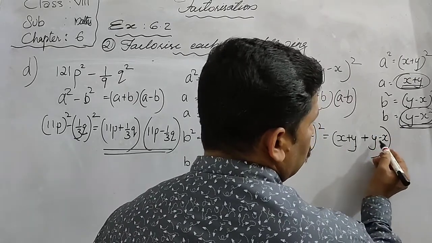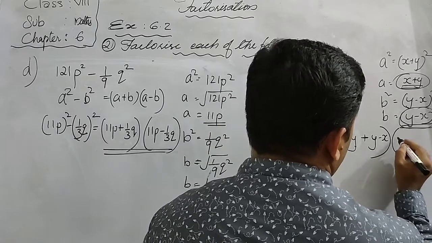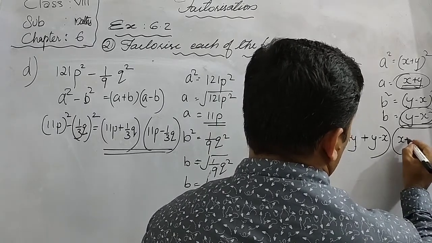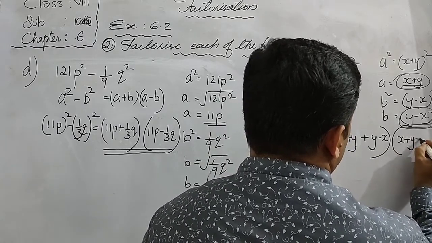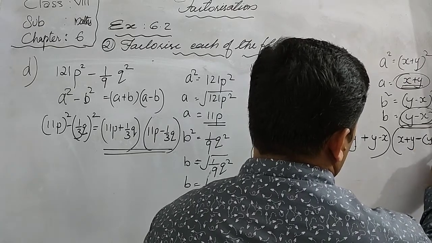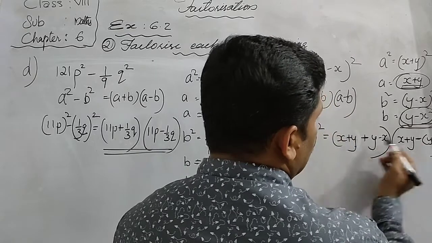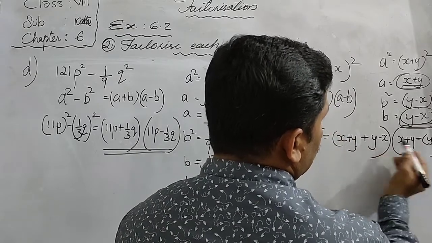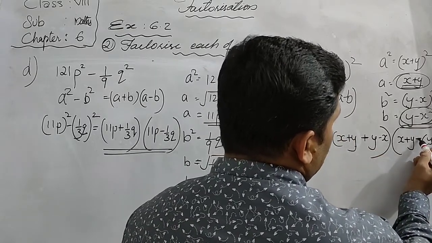(a + b)(a − b) means a is x + y, and minus b. What is b? y − x. This is b. (a + b) into (a − b).